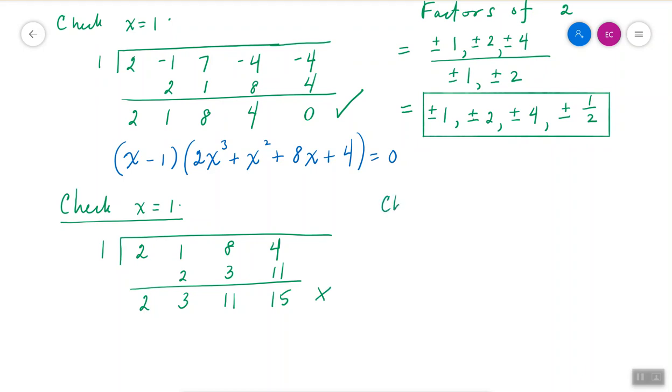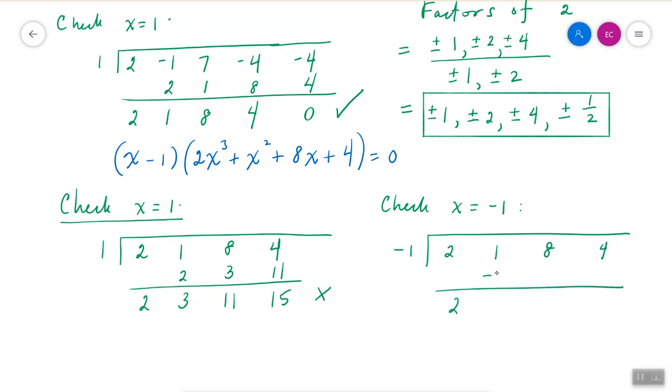Let's check x equal -1. If we put a -1 out front, and then 2, 1, 8, and 4 underneath, 2, -2, -1, 1. This one's not going to work either, is it? This is a -5.